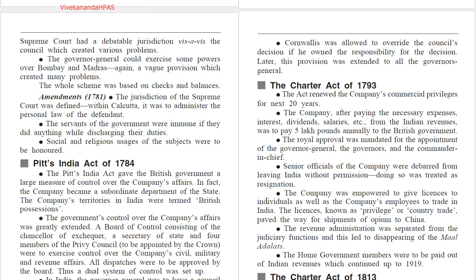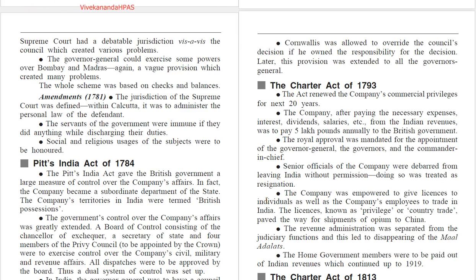So there were amendments of 1781 that were carried out. First of all, the jurisdiction of the Supreme Court was defined so that it would only be confined to Calcutta. Second, the Supreme Court will not look into any cases if the company servants are functioning for the company. I hope this is clear.